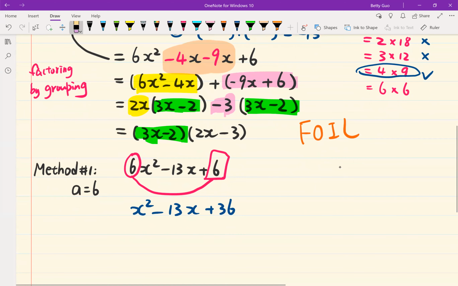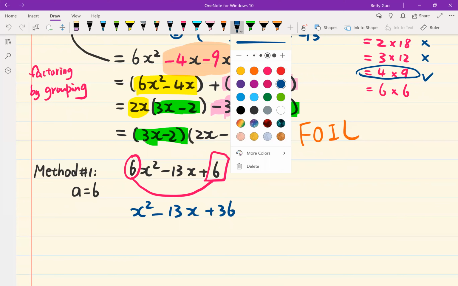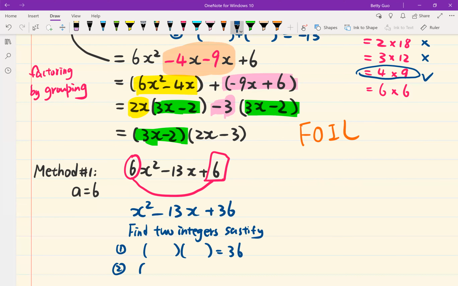And we are going to factor this blue quadratic trinomial. The method we're going to apply is the shortcut method. For the shortcut method, we need to find two integers that satisfy the following two conditions. Number one, they multiply to 36. Number two, they add up to negative 13.